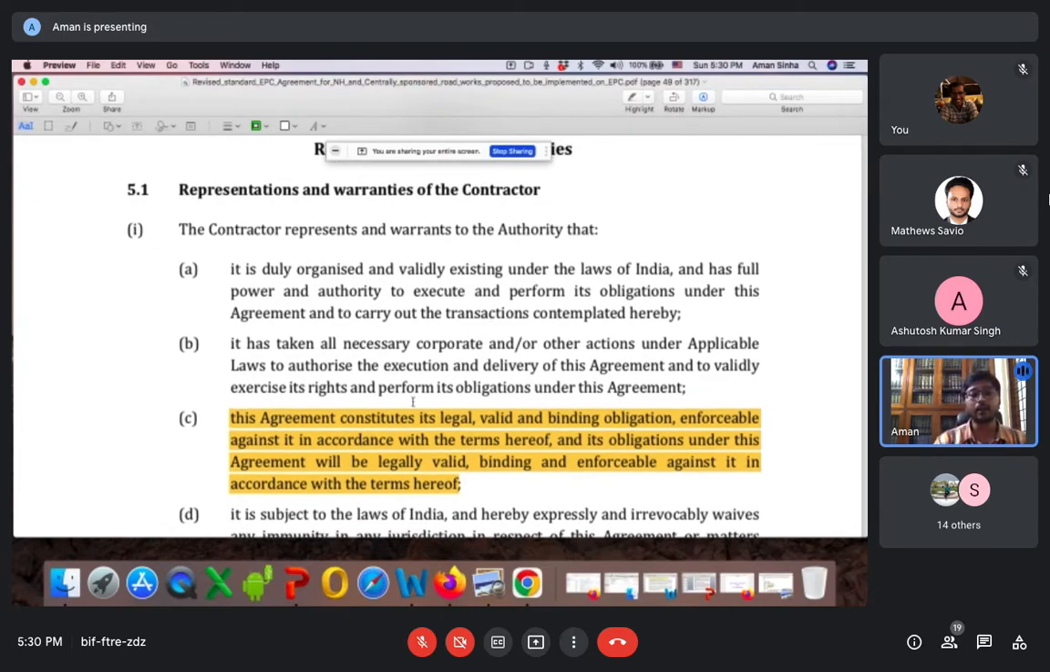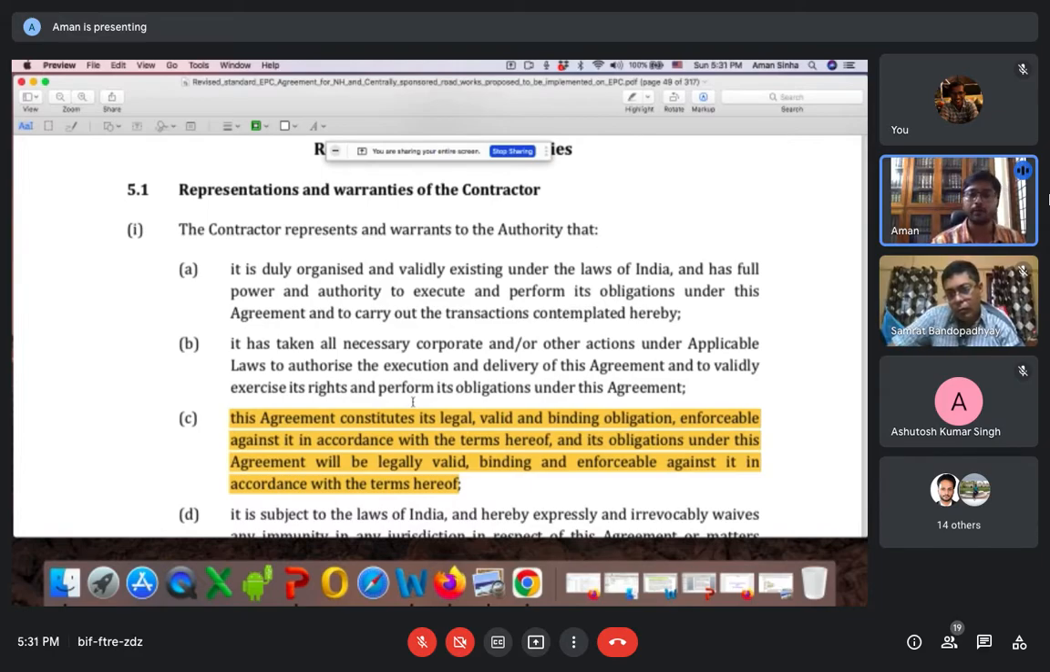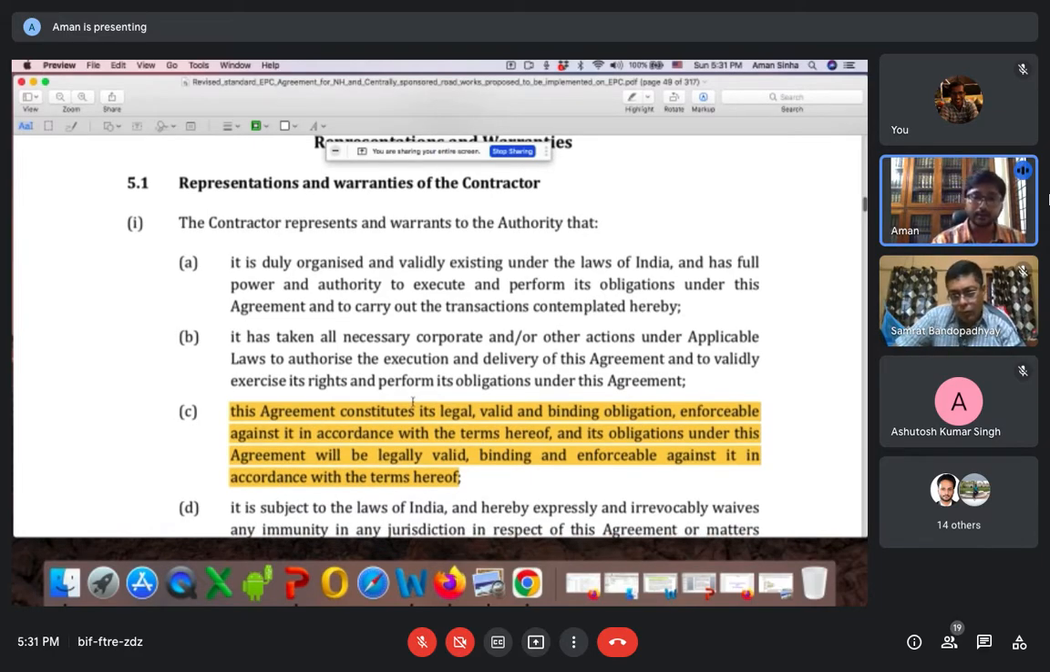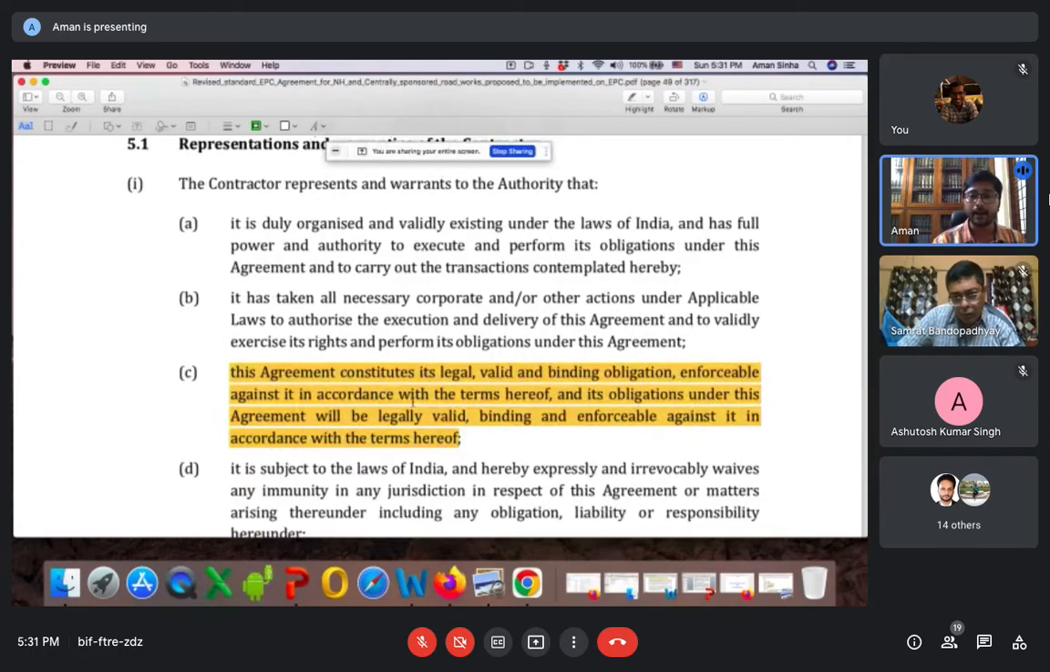So this agreement constitutes its legal, valid and binding obligation, enforceable against it in accordance with the terms hereof, and its obligations under this agreement will be legally valid, binding, and enforceable against it in accordance with the terms hereof. So if you open the Indian Contract Act, the first 10 or first 15 sections deal with this thing only. There should be no coercion, there should not be undue influence. Then only it will be legally valid and binding.